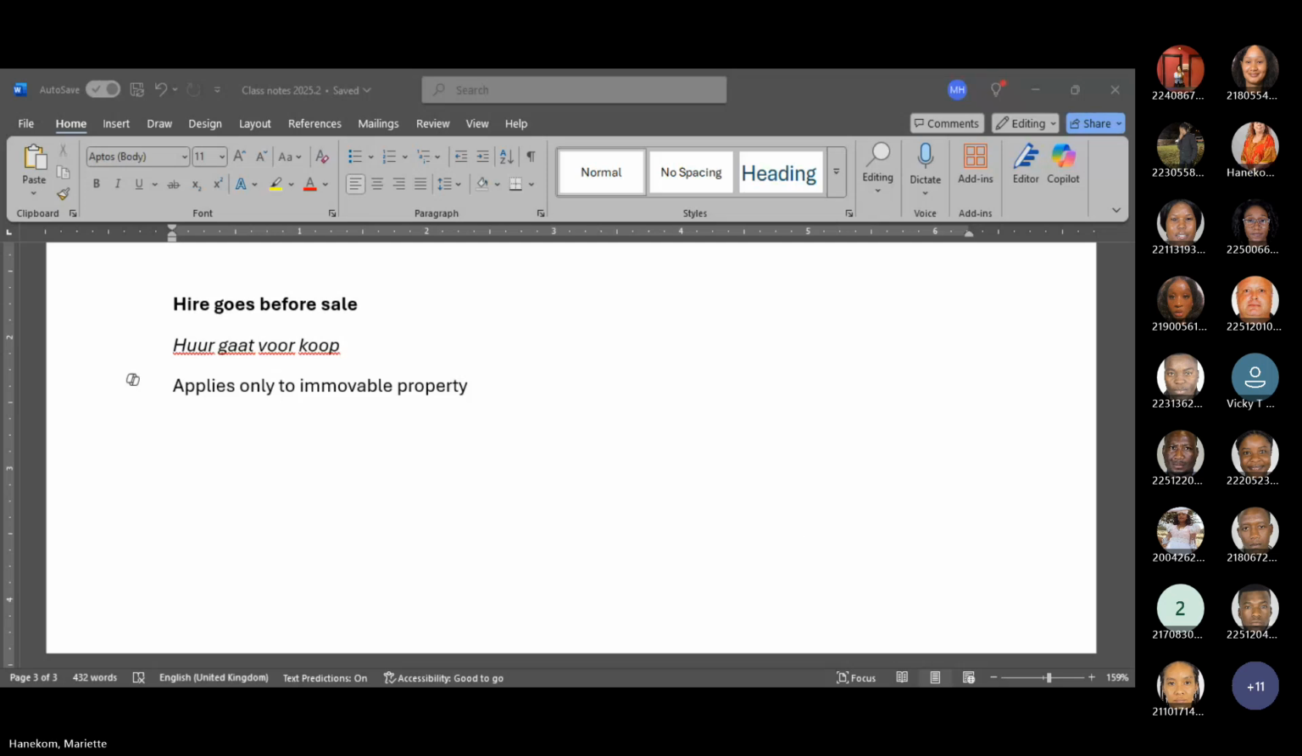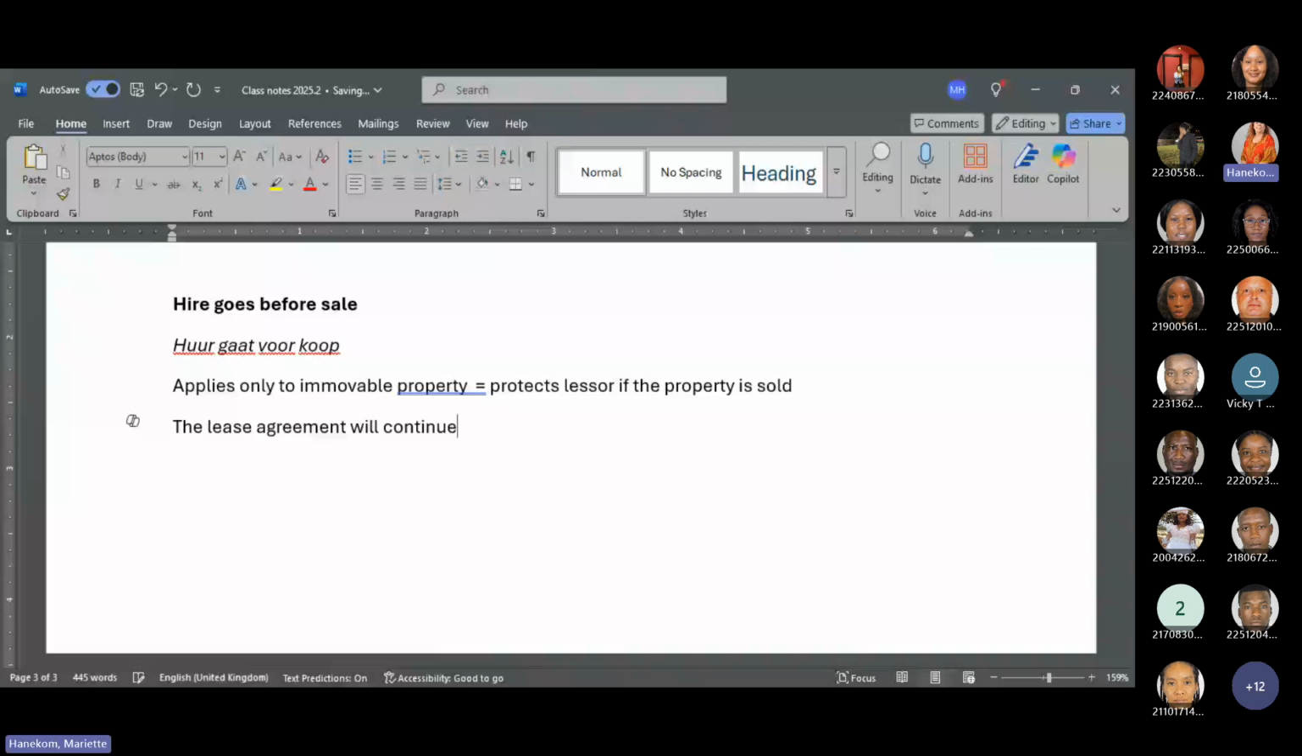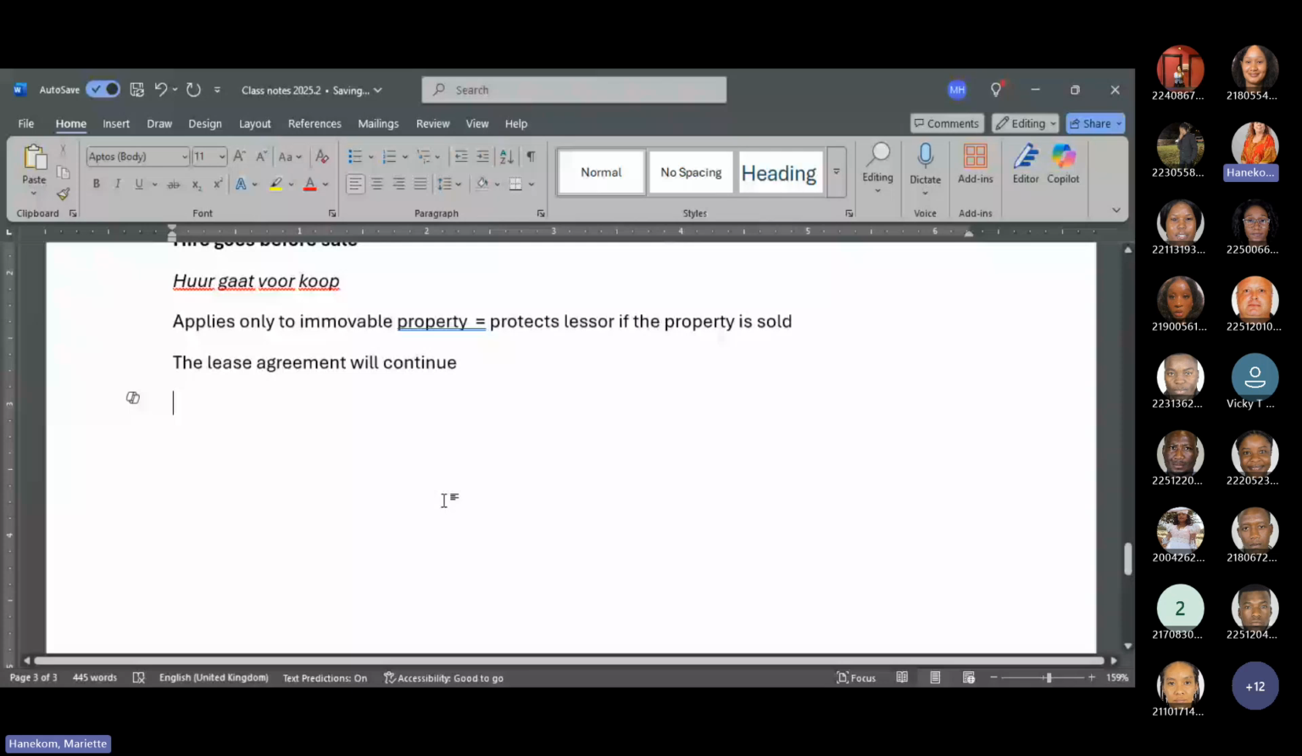But for immovable property, the concept of huur gaat voor koop, hire goes before sale, provides protection. It protects the lessee in instances where the immovable property is sold. What it means is that the lease agreement will continue. Does, however, not apply in all instances. When does this hire goes before sale apply? In the instances where it is a short lease.